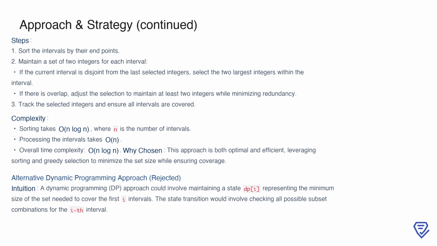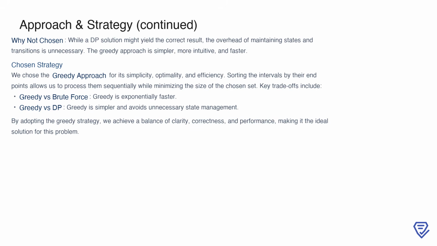Unlike the brute force method, which is computationally infeasible, this approach is optimal for larger inputs and adheres to the constraints of the problem. While a dynamic programming approach is another possible solution, it introduces unnecessary complexity. In this method, we would track a state, such as dp[i], representing the minimum set size needed to cover the first i intervals. However, calculating state transitions would involve exploring multiple subset combinations for each interval, leading to significant overhead. Given this, the greedy approach stands out as the better solution.